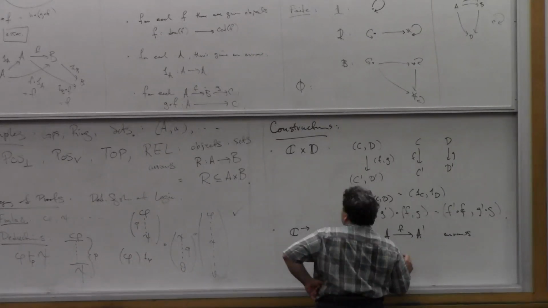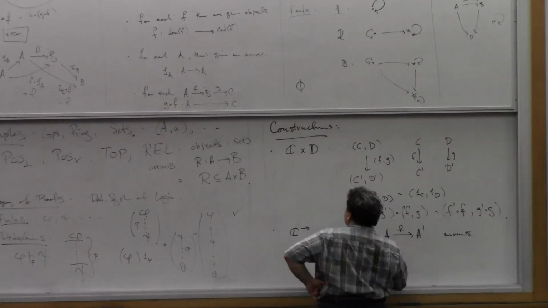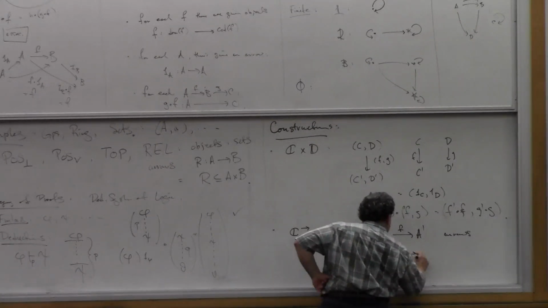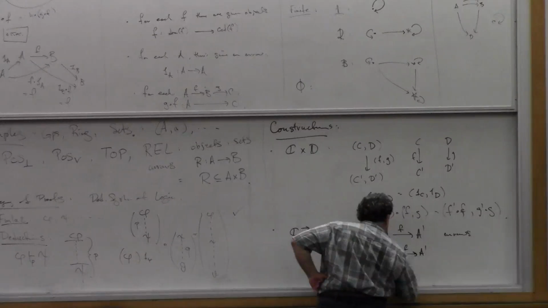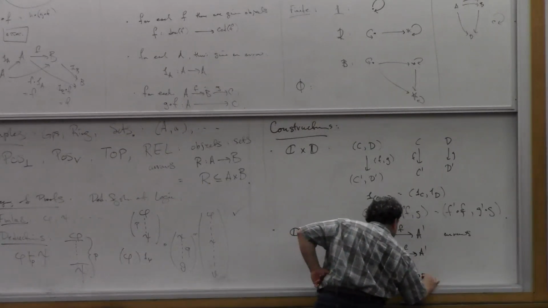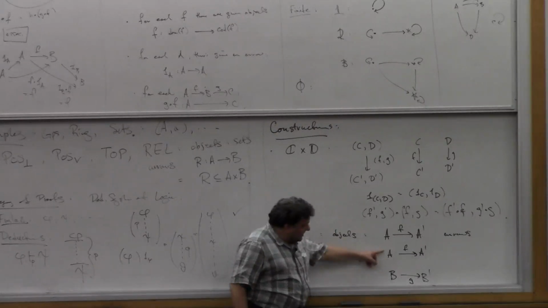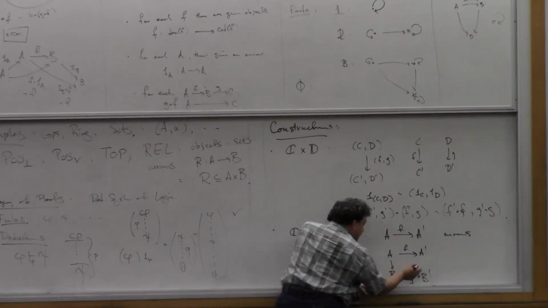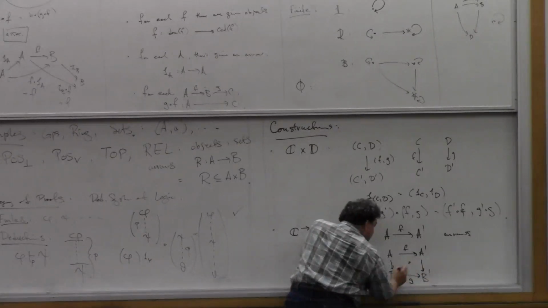Oh, I forgot to do something. Let me go back in a minute. The arrows are going to be f, A prime. Here's another one, B, g, B prime. So those are two objects, and an arrow between these two objects is going to be a pair of arrows like this, making a commutative square.